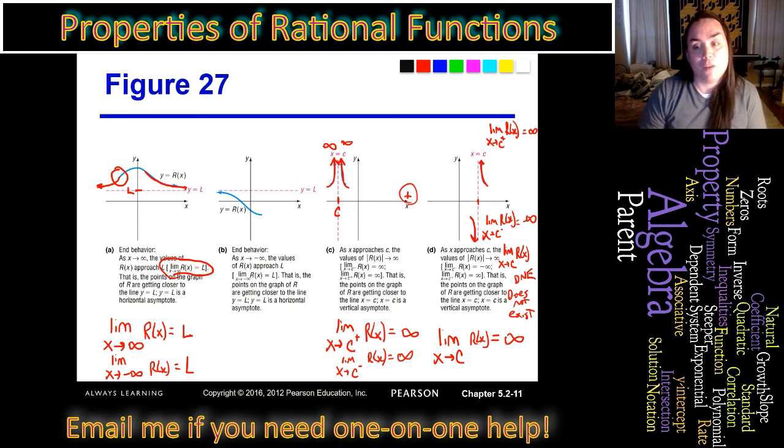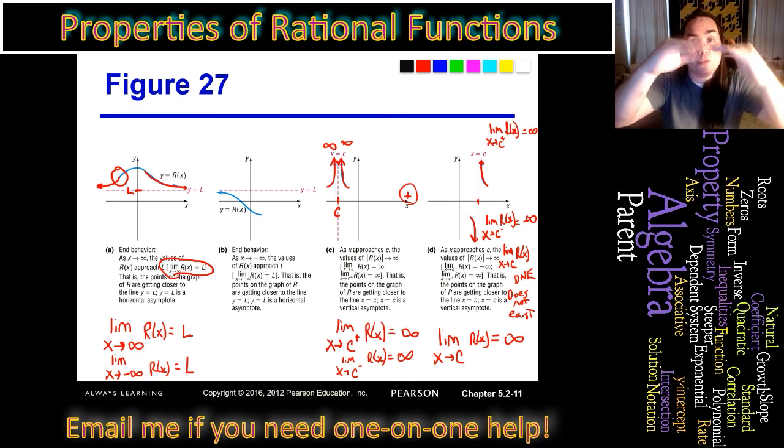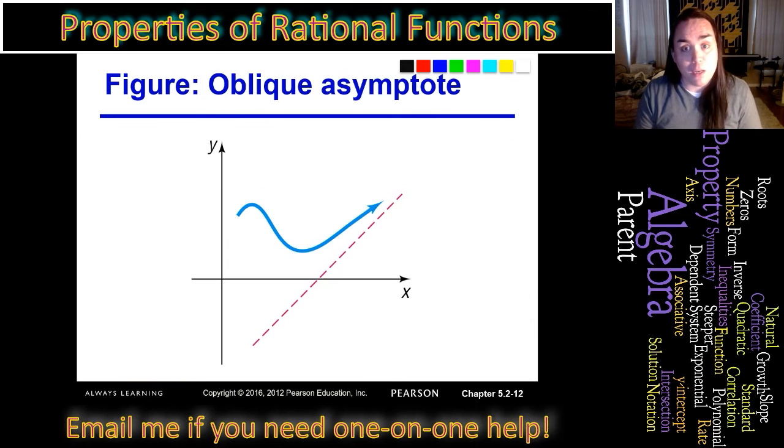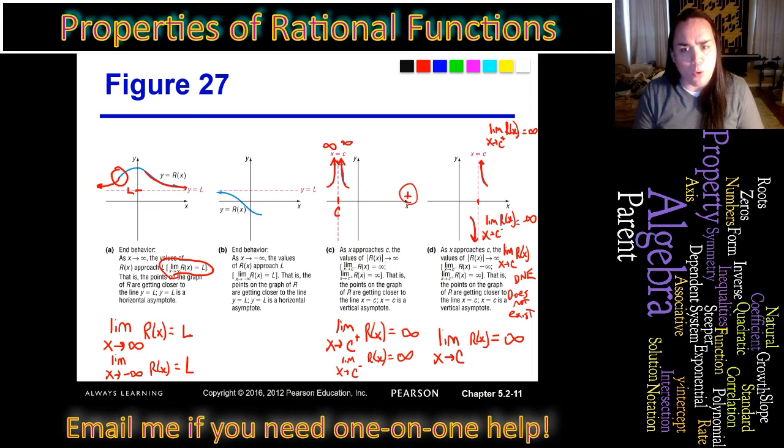Either way, for a limit to exist, the limit on either side of that x value has to be the same. It has to approach the same value, either both to infinity or both to negative infinity, or maybe they both approach the same finite y value. But anyway, that's a little bit about horizontal asymptotes and vertical asymptotes. So right here, we're talking about a horizontal asymptote.